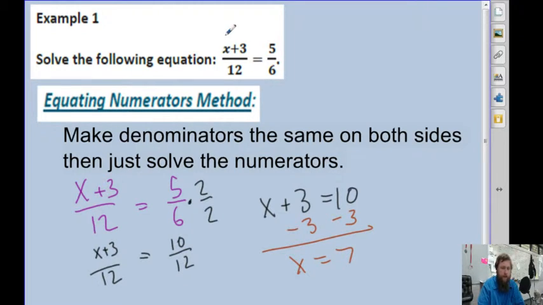Now, if you want to verify that works, plug that back in. I get 7 plus 3 over 12 equals 5 over 6. 7 plus 3 is 10 over 12 equals 5 over 6. And 10 over 12 reduces to 5 over 6, so that checks out.